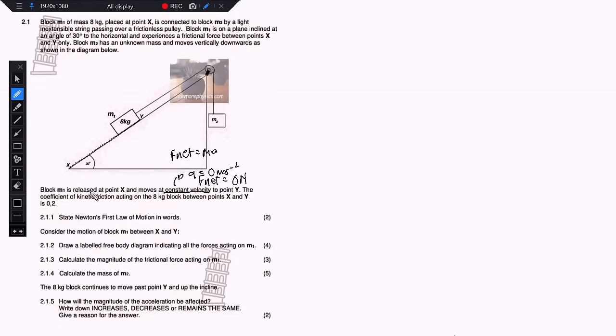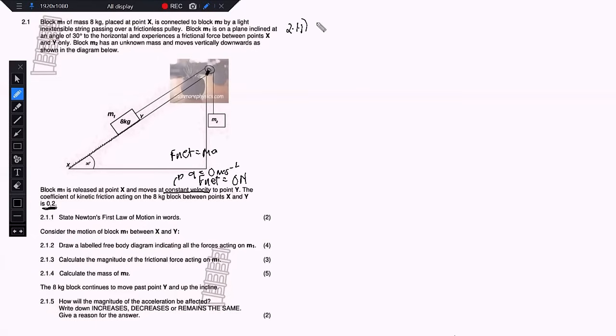The coefficient of kinetic friction acting on the 8 kg block between points X and Y is 0.2. So we are given the coefficient there. And another thing that you should note, if we are given coefficient of kinetic friction, we know that there's somewhere where we need to calculate the magnitude of the kinetic friction. So always have that in your mind. Then 2.1.1 says state Newton's first law of motion in words for 2 marks. So let's run quickly to that.